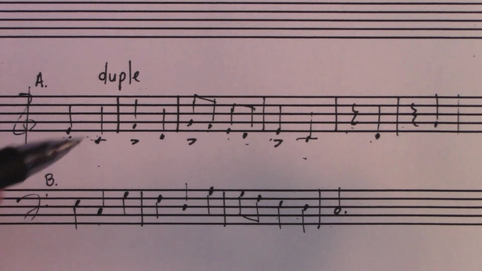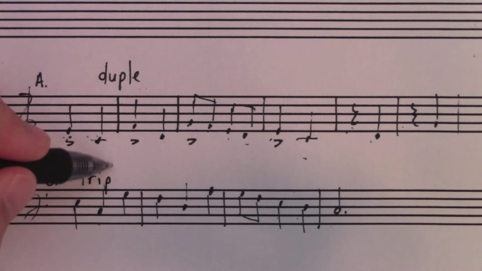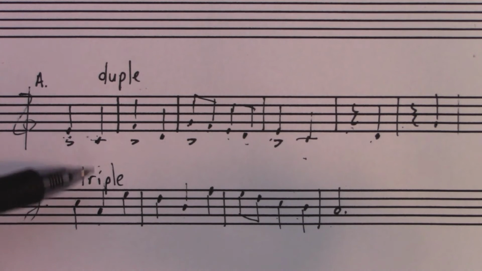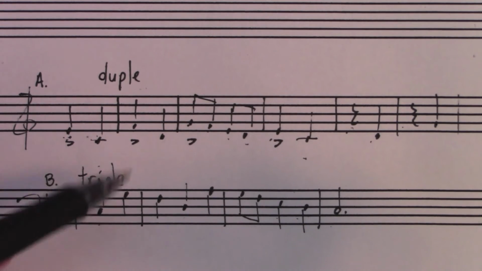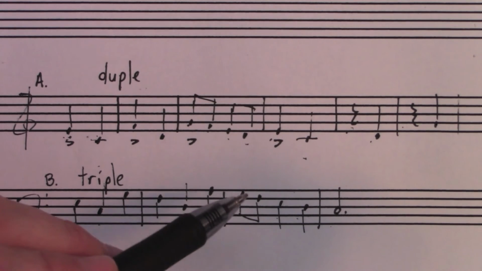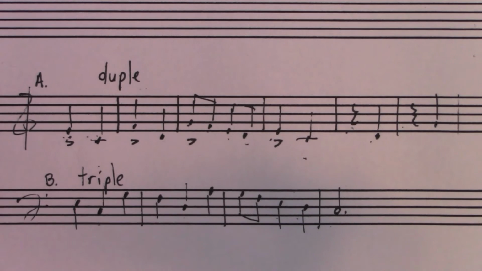It fits better as, well, if duple means 2, then triple means 3. Triple meter. 1, 2, 3, 1, 2, 3, 1, 2, 3, 1. Make sense? Duple meter and triple meter.